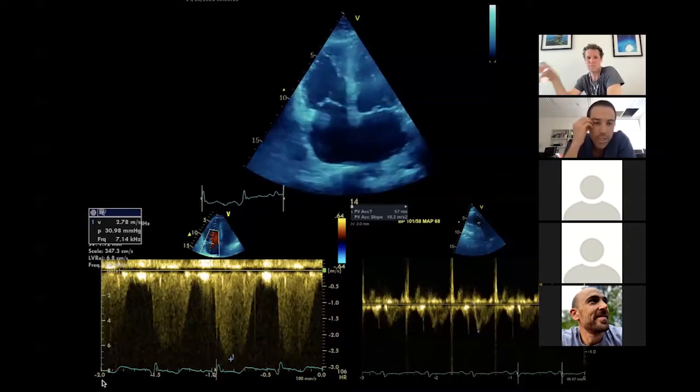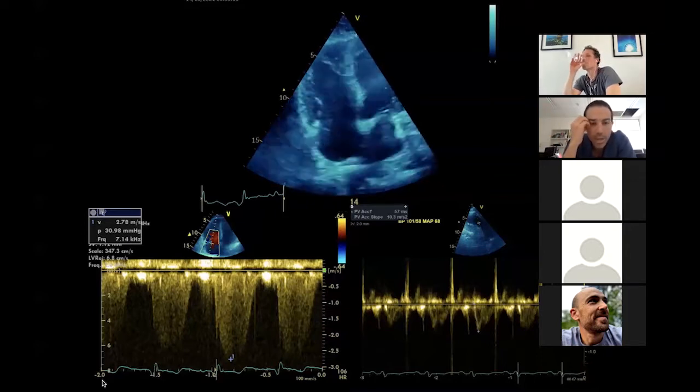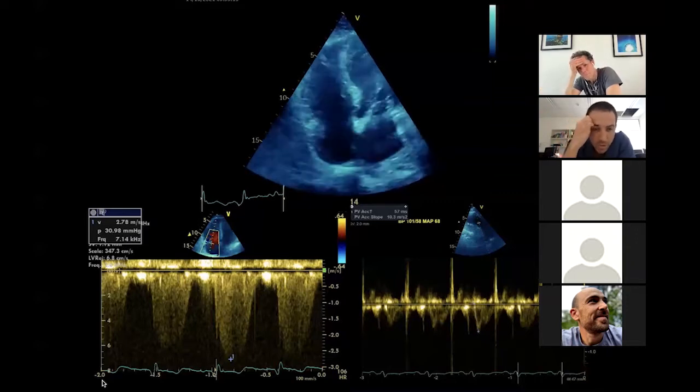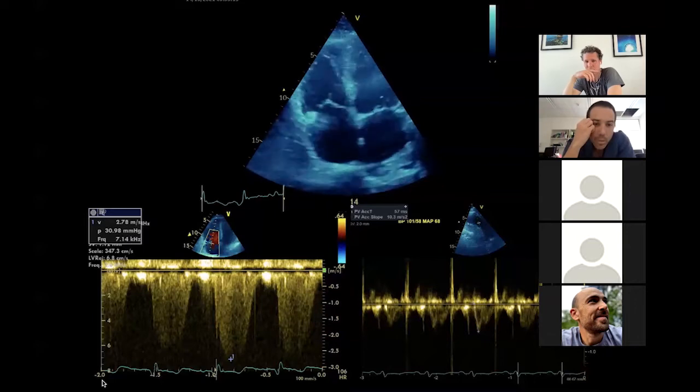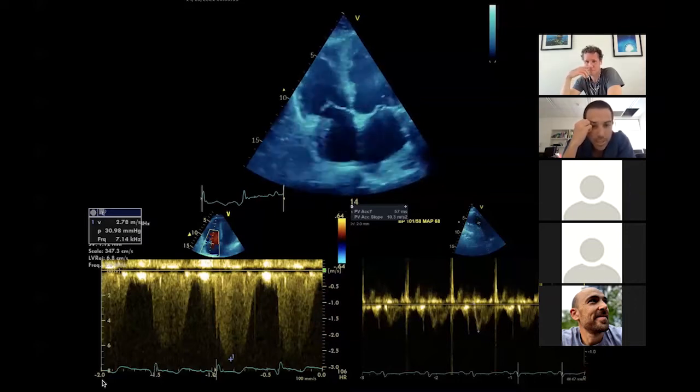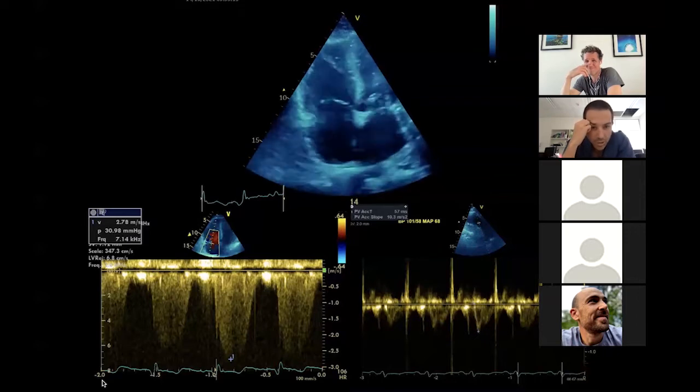Fantastic. More relevant in this case is the pulmonary acceleration time, which it looks like you've gotten from a parasternal short, which is dramatically shortened. It's below 60. There's mid-systolic notching evident across at least 2 of the measures.